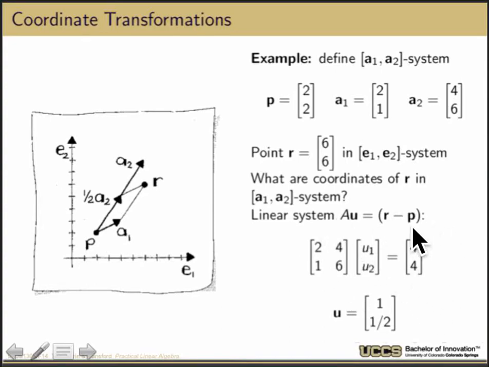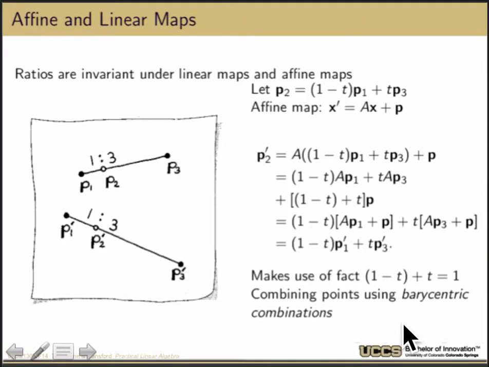We solve, first we subtract off P from R, so we go from 6, 6 to 4, 4. And now we have to solve for U. AU equals 4, 4. Going back to what we did in Chapter 5, you know how to solve that kind of system. So then you can get that U is 1/2, 1, 1/2, which you can see works fine going back to the previous example.